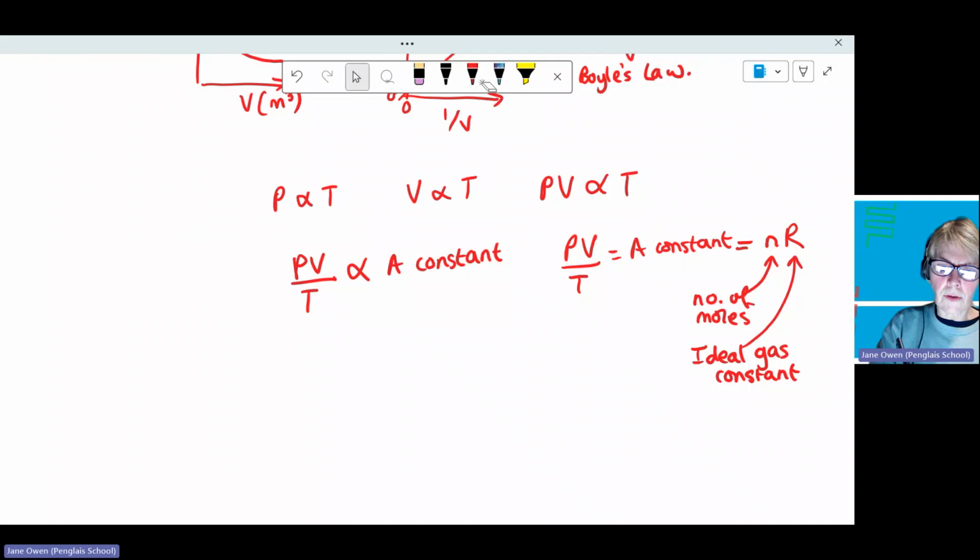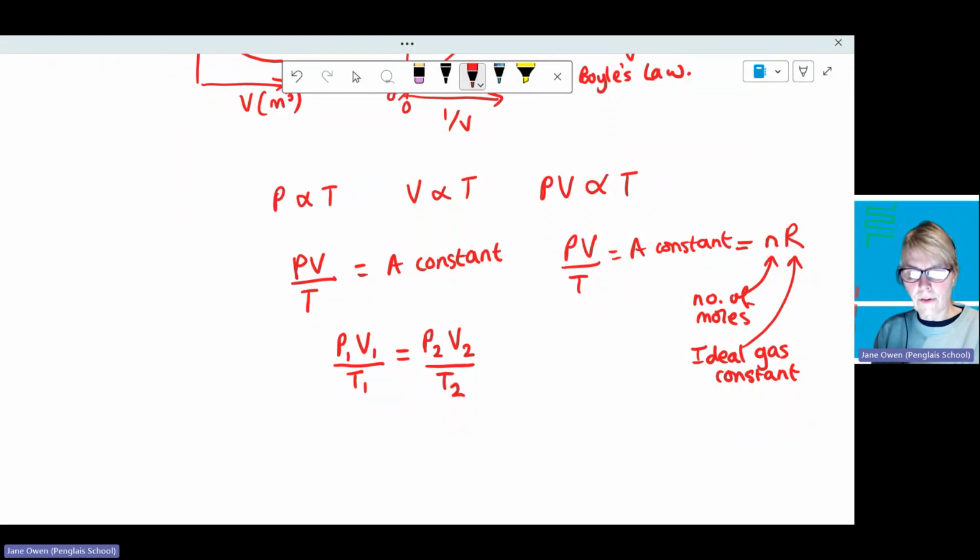In fact, I don't need to have this proportionality here. I can just say that PV over T equals a constant, which means if we change a set of conditions, and let's say we change all of P, V and T, then that will be equal to P2, V2 over T2, a second set of conditions, because each time they're equal to the same constant, provided that the mass of gas stays fixed and you haven't got any leakage or you haven't added any gas to the container. Okay, so let's move on.